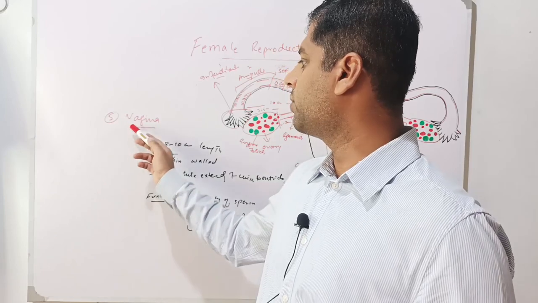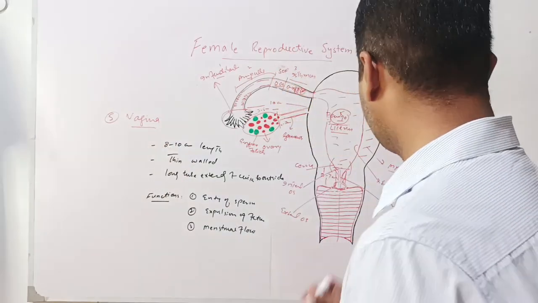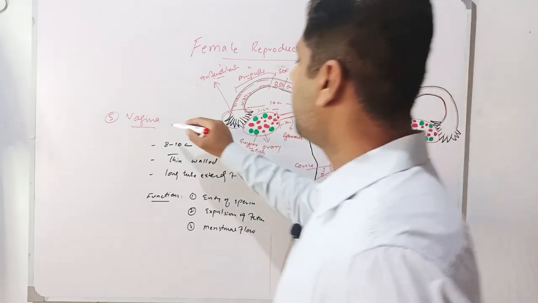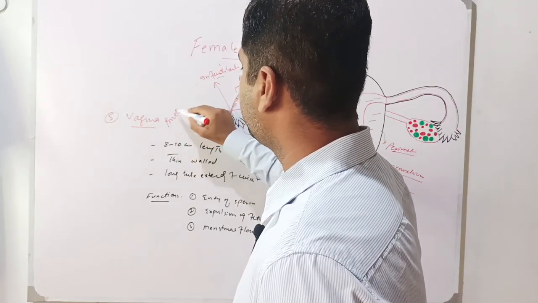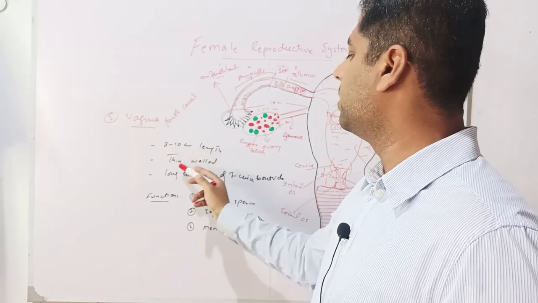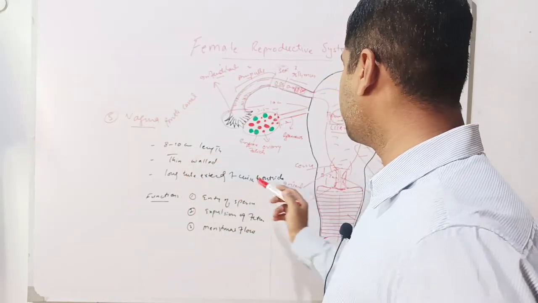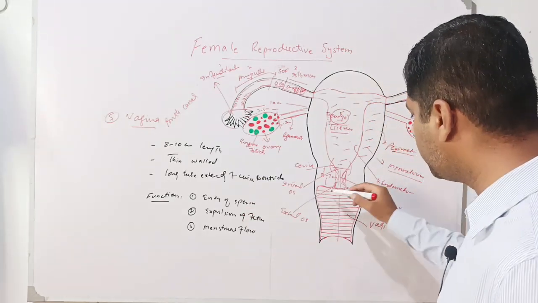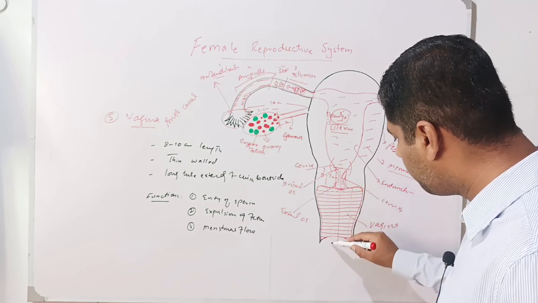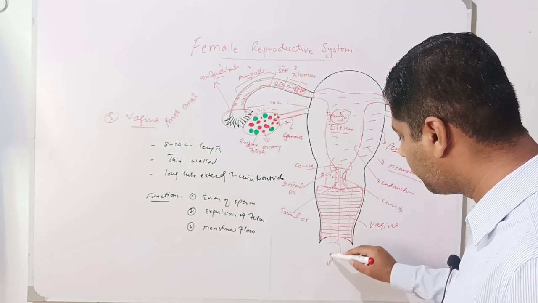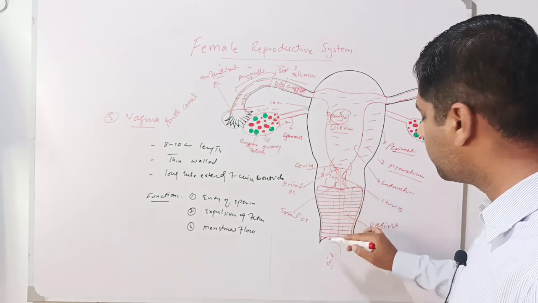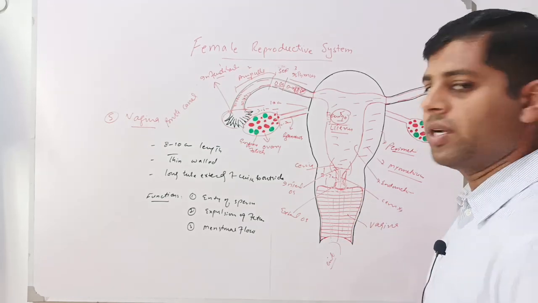The fifth part of the female reproductive tract is the vagina. This portion is the vagina. It is also called the birth canal. It is 8 to 10 centimeters long, a thin-walled and long tube extending from the cervix to the outside environment. So between the cervix and the outside environment there is a long, thin-walled muscular tube or birth canal called the vagina.